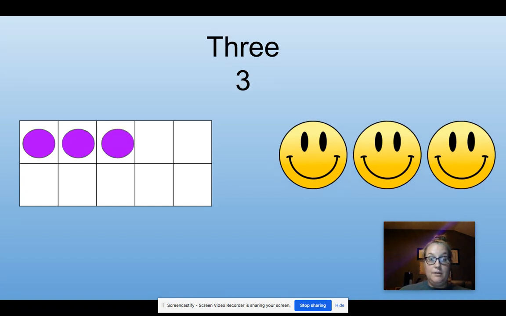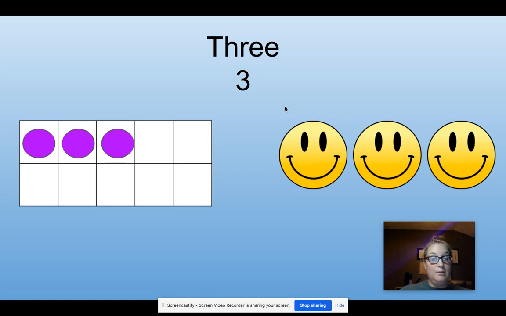Here is the number 3. So I have 1, 2, 3 dots on my 10 frame. And if I wanted to make a picture or a model, I could do that. And I decided to have 3 smiley faces. So I have 1, 2, 3.